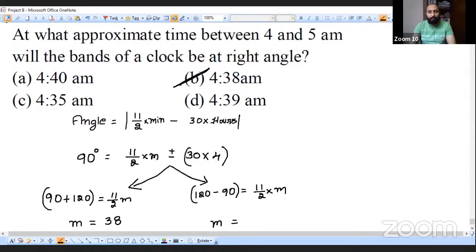Oh, 5.45. 5.45 is more than 5. 5 minutes and 45 seconds they are saying. Okay, so again, this is not there in the option. 5.45 is not there in the option. So 38 is there. So 38 is the right answer. Is this clear, everybody? Any doubt on this problem?